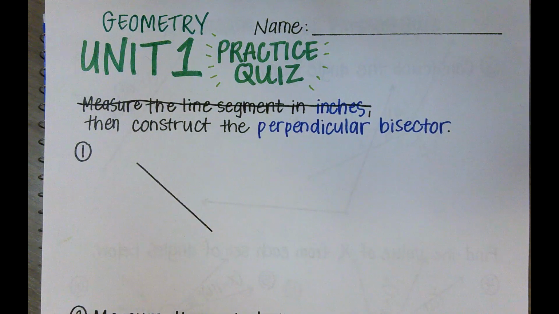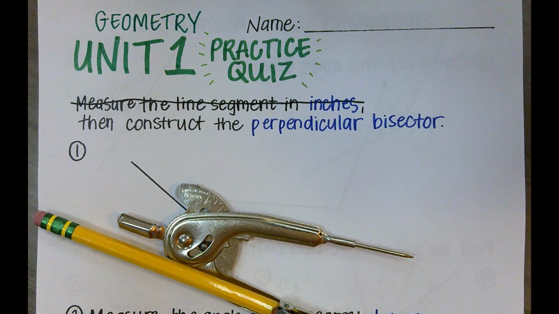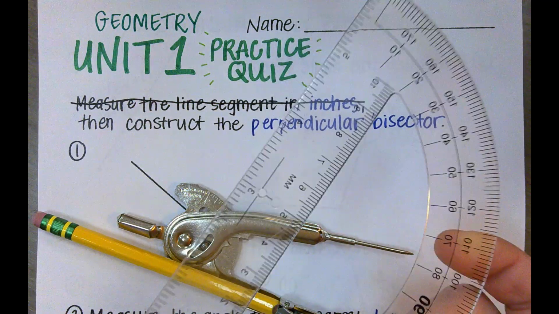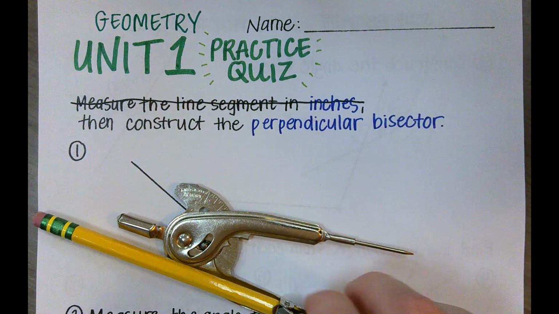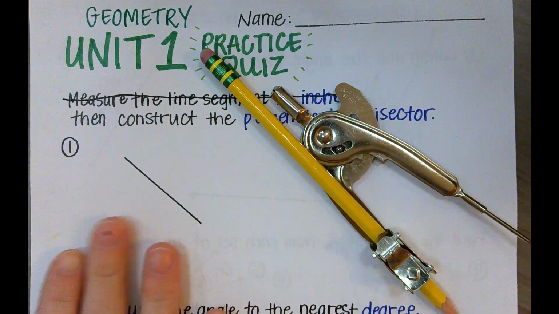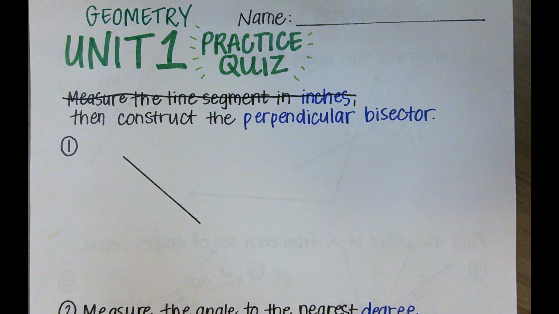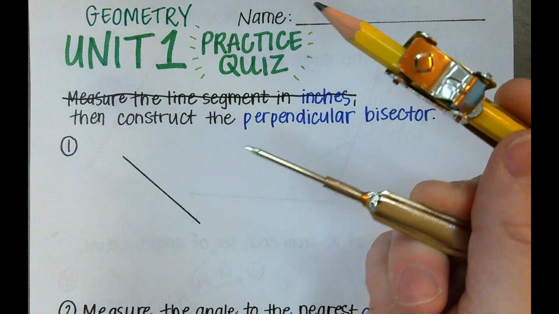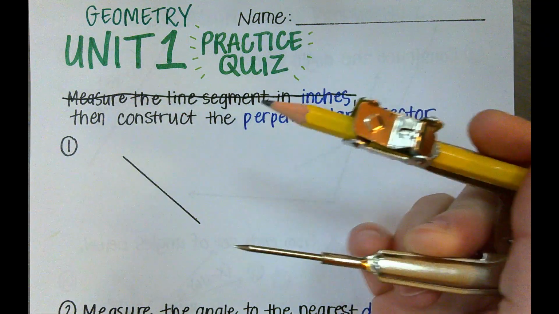For our perpendicular bisector, we will need a compass. And you will also need some sort of straight edge. It could be your ruler, or you could go ahead and get your protractor out and just use the flat edge as your straight line. And whenever we construct a perpendicular bisector, I'm using my point. Where should I place my point first?